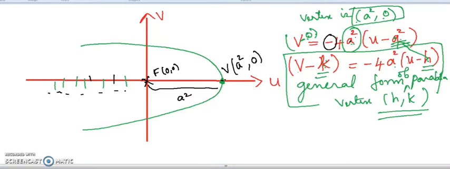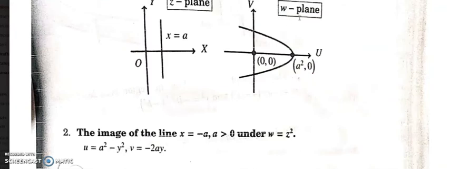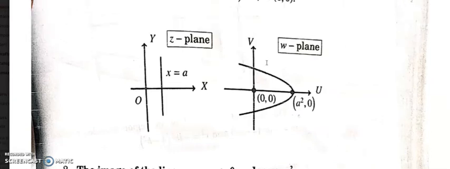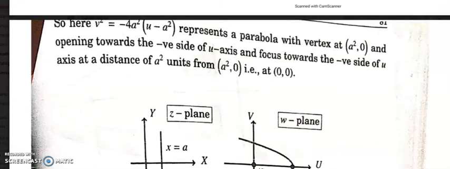So what is the conclusion? The conclusion is: x is equal to a in z plane, and the image is a parabola which is open towards the negative side of u axis with vertex a square comma 0 and focus 0 comma 0. Okay, so you can write that as the image.